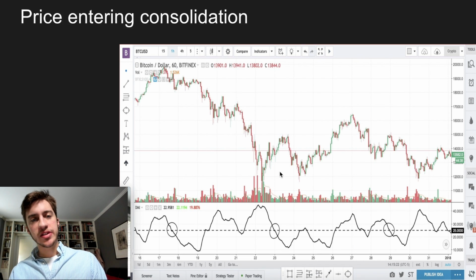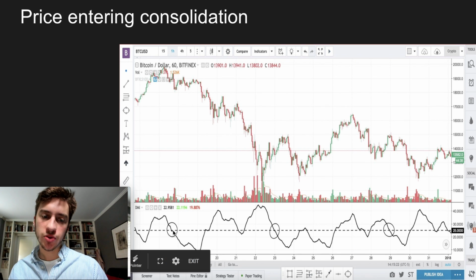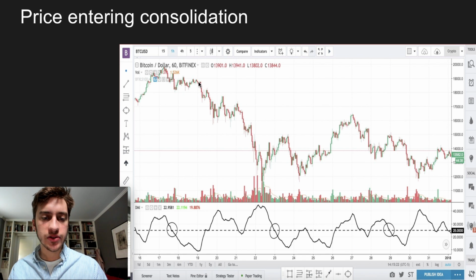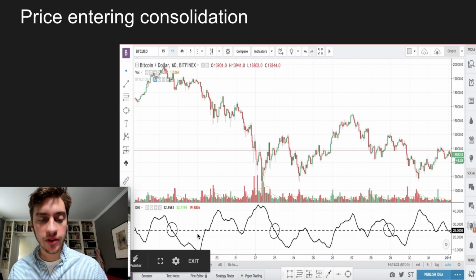So when price enters consolidation, typically it will fall below the 25 value. So if you look just on this example on the hourly for Bitcoin, you can see that when the ADX fell below 25, price was consolidating, as you can see here. And then that consolidation stopped occurring when the ADX grew above the 25. You can see that again here.